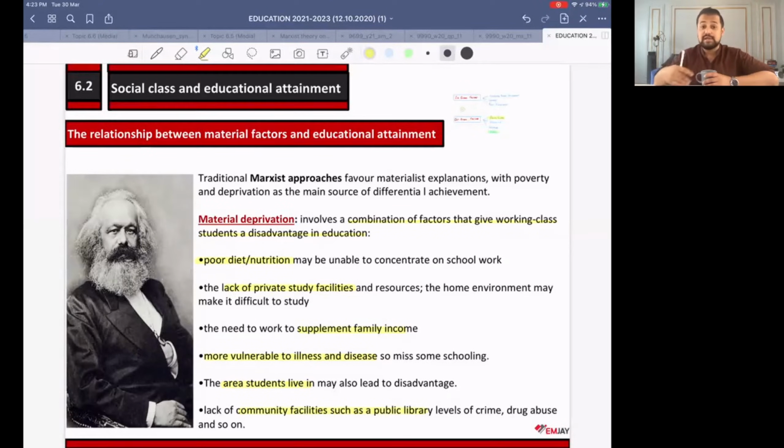All of these factors, we would consider them under the heading of material deprivation. All of these factors, according to the Marxist perspective, do end up affecting the educational attainment of pupils. Right? I hope this is clear.